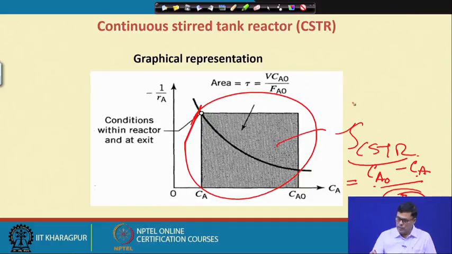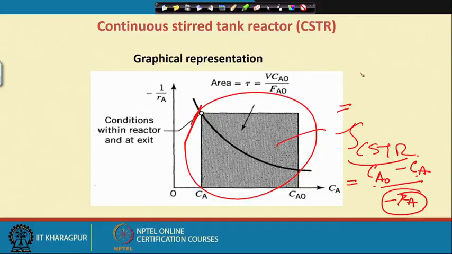Now, tau C S T R is equal to what? This is equal to V by F. If you know the flow rate, you can easily find out the volume of the reactor. That is exactly what I was saying: if you can do this reactor analysis, you can find out the volume of the reactor in any kind of production process.